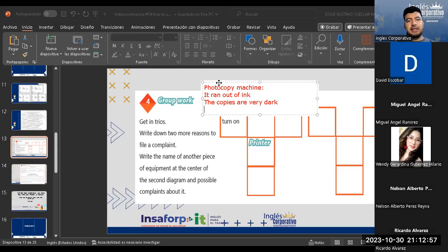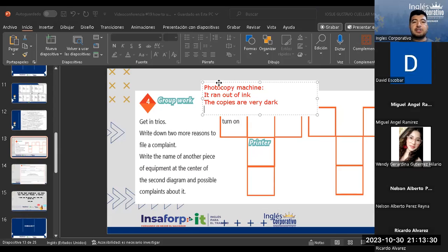Yeah, they're right. It ran out of ink. Se acabó la tinta. Las copias están muy oscuras. Este, que el papel. Paper jam, ¿verdad? Se atasca el papel. Este, se apaga, se reinicia. Okay, o oh, the buttons don't work, los botones ya no funcionan. Ah, different reasons, okay. O oh, se acabó el papel bond, ¿verdad?